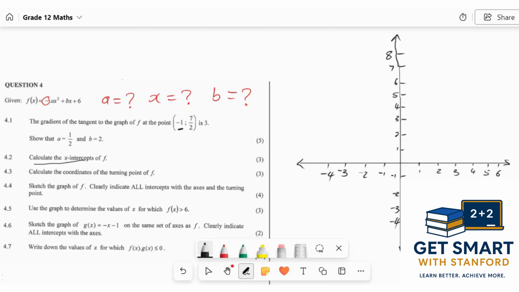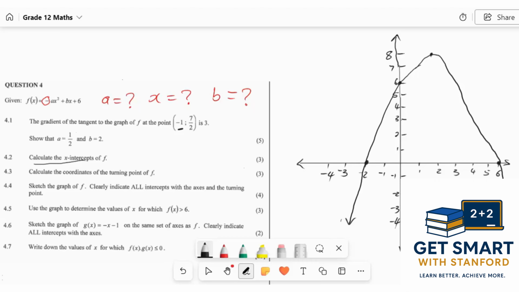From the points that we know, we've got 6 and 0, we've got minus 2 and 0, we've got 0 and 6, and we've got a turning point of 2 and 8. 2 and 8, they meet somewhere here. Never mind my drawings. I've never been very good with art, but this will show you exactly what is expected of you.